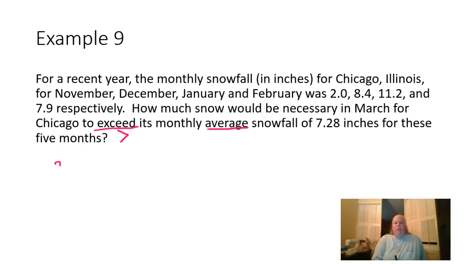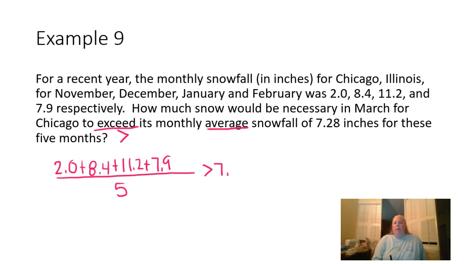We've got 2.0 plus 8.4 plus 11.2 plus 7.9. This is supposed to be divided by 5 because it's for 5 months. And we want this to be greater than 7.28.